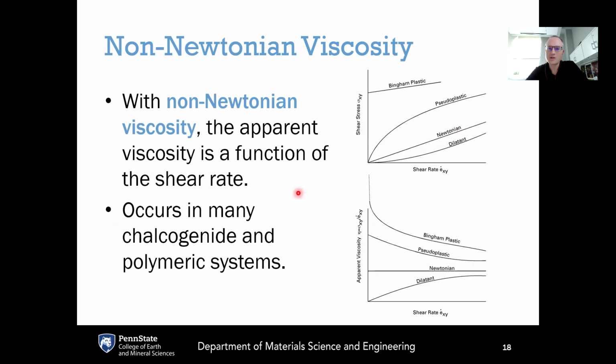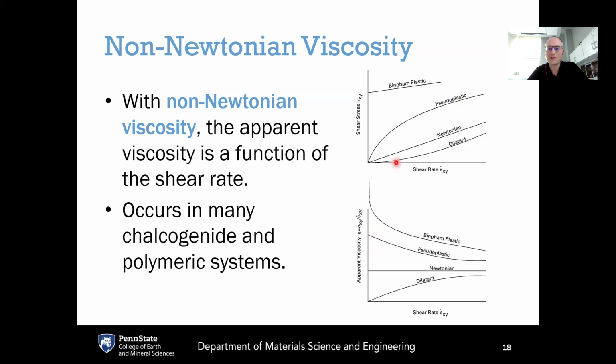Now, there are also non-Newtonian fluids. This is not so common in silicate systems, but in many chalcogenide systems and also polymeric systems, also biological systems, there can be more complicated effects like alignment of molecules or maybe chemical reactions that take place in response to an applied stress that will change this relationship so it's no longer a linear relationship between shear stress and the shear strain rate.